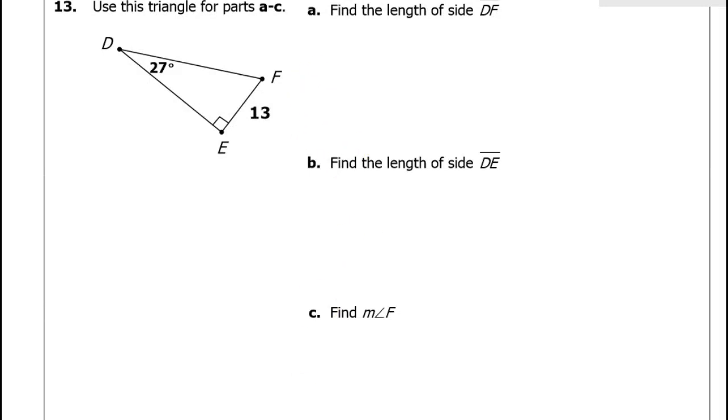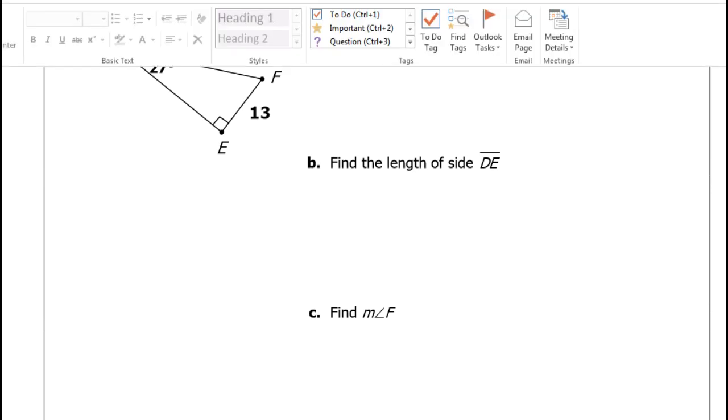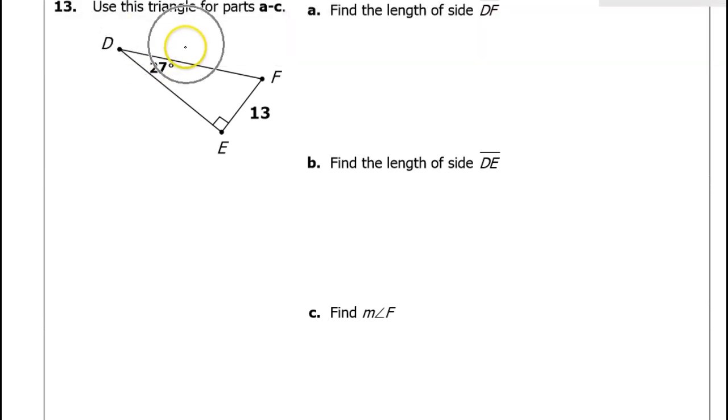So we need to find the length of side DF. I'm going to go ahead and put a variable on DF to remind me that I'm looking for that. Next I'm going to label all the sides of the triangle, starting with the hypotenuse. So this is the hypotenuse because it is across from the 90-degree angle.